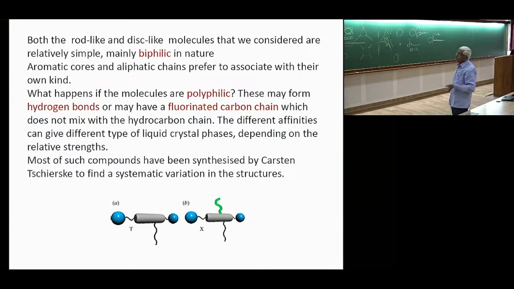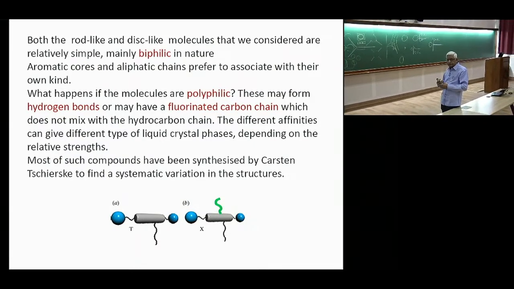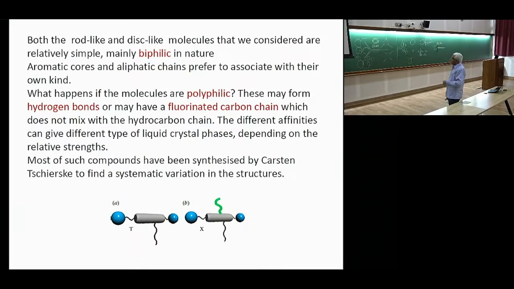Now, what happens if the molecules are polyphilic? There are different types of chemical groups, which have their own affinities. For example, a fluorinated carbon chain which doesn't mix with a hydrocarbon chain. This is known in chemistry, hydrogen bonds. So you can really make things quite complicated.